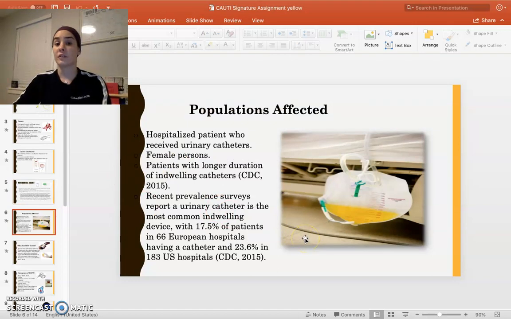So the population is affected. Basically, a prevalence survey reported that urinary catheters are the most common indwelling devices inside hospitals. In Europe, 17.5% of patients in 66 hospitals had catheters on, and in the United States, 23.6% of patients in hospitals had catheters on, which is basically around 183 patients per day having catheters on.